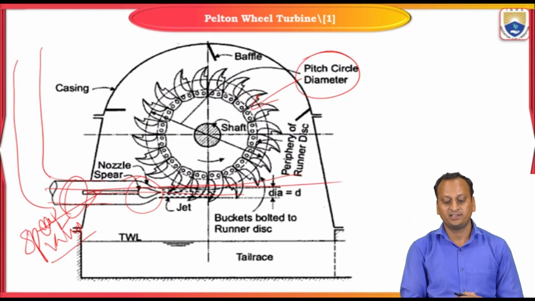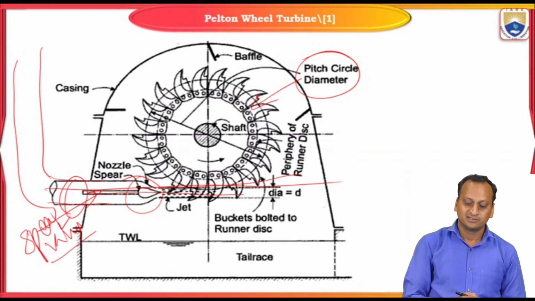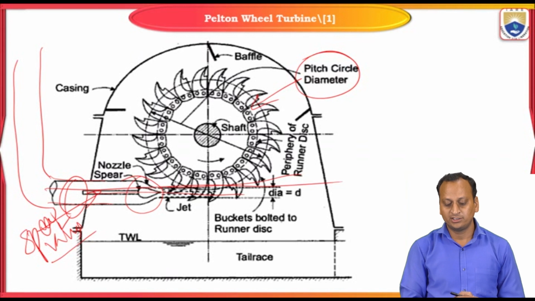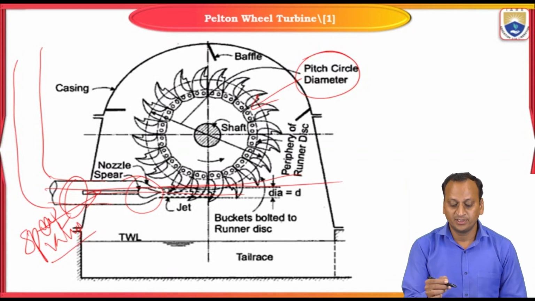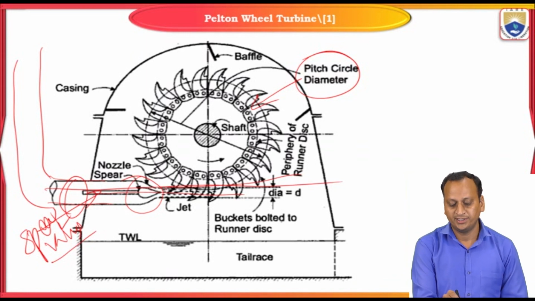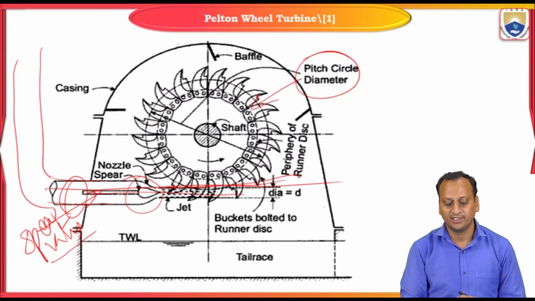That's why we should not call it axial. It's a tangential flow. Axial means it may be along the rotation of the shaft, but it may not pass through the tangent of a circle. That's why it is a tangential flow turbine.